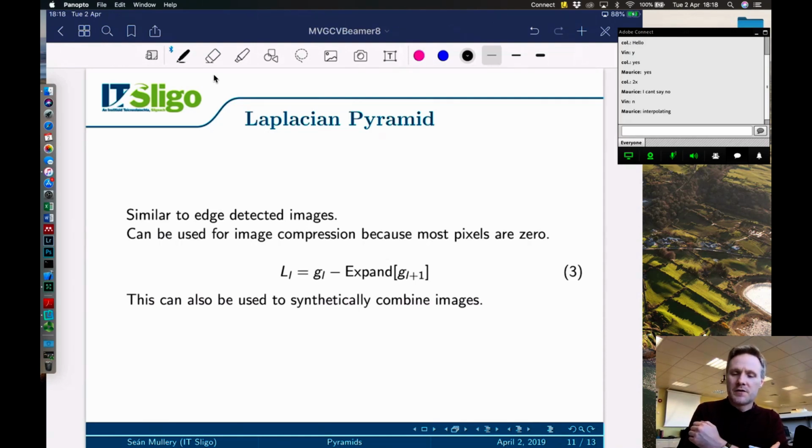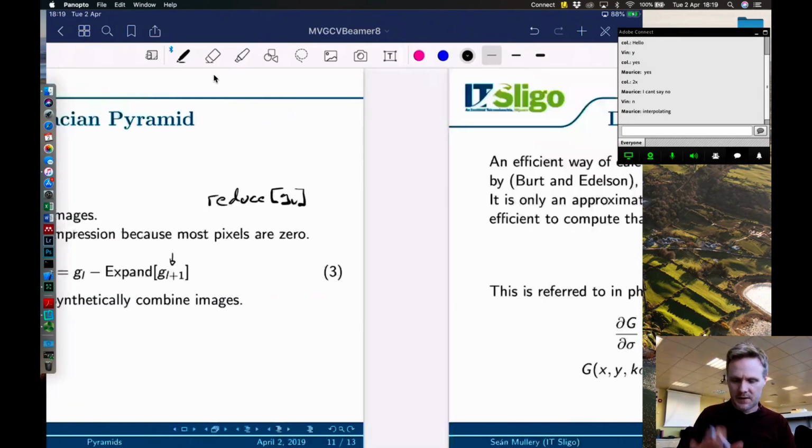So this G(L+1) would originally have been created by doing a reduce on G(L), and then what we do is we expand it again, having gained no more information, and we subtract one from the other. So this can also be used to synthetically combine images. If you've ever seen those where one image has been matted into another, this can be very useful for getting them in there so that down at very intricate little parts it fits in well, rather than just looking like one thing pinned on top of another.